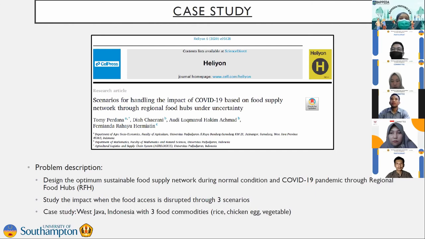So at the beginning of last year, when COVID just spread, there were a lot of issues where food access was disturbed. Due to those issues, we want to analyze the impact if food access is destroyed. That is the most impacted and most severe scenario. The second scenario is disruption of food access at a medium level. And the third one, so on and so forth. The first and second scenarios are the justification so that food access can be maintained well even during the pandemic.